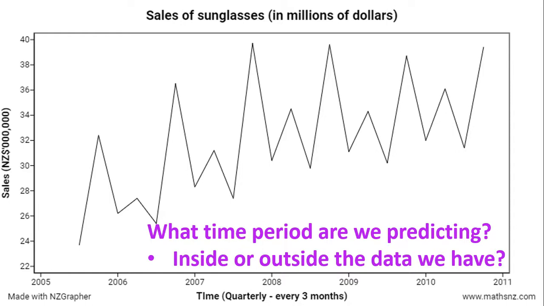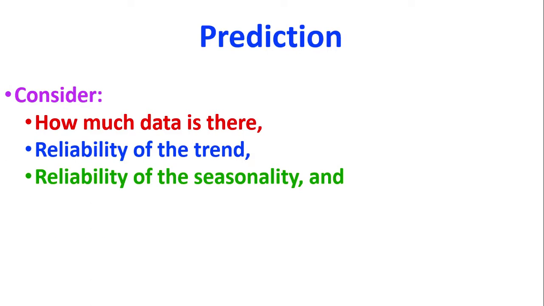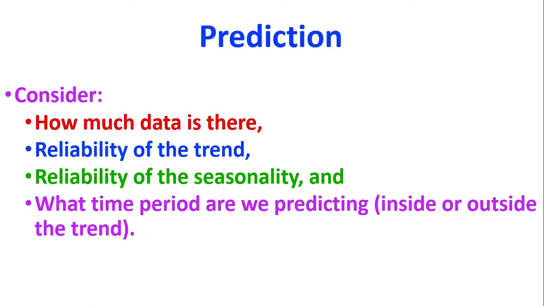If I'm just beyond the data, I'm more certain of that than I am if I'm predicting a long way away. So if I was predicting for 2011, I'd be more confident in that than I would be of predicting in 2015. But that being said, I'd be even more confident if I'm predicting within the data I have. So these are the things we've got to consider. How much data there is, how reliable is the trend, how reliable is the seasonality, and what time period are we predicting? Are we inside or outside the trend?